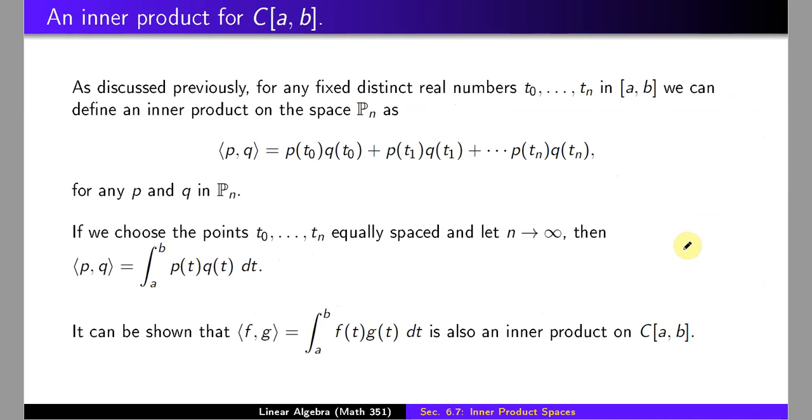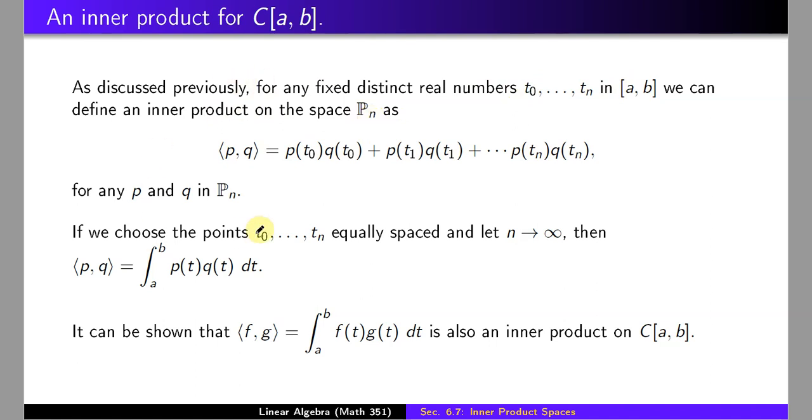And the last example that I wanted to talk about is how we can come up with an inner product on the set of continuous functions over the interval from a to b. So if you think back to the first example that we talked about, here was the inner product that we had. You would take any real numbers and fix them, t naught, t1 through tn, on some common interval. And it turns out that this right here is an inner product on the vector space of polynomials of at most degree n.